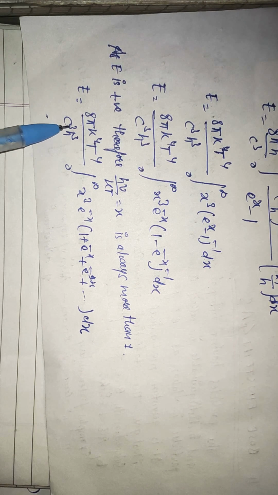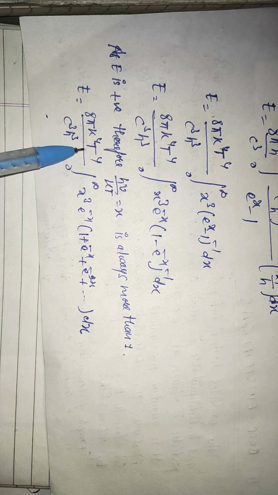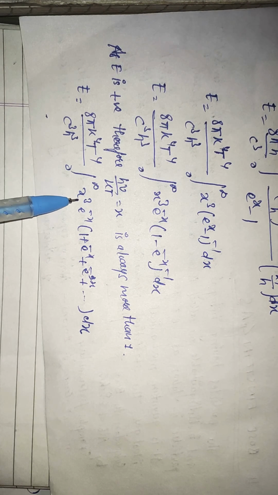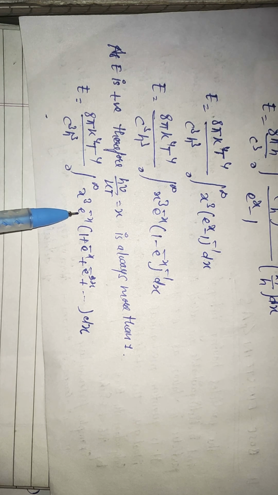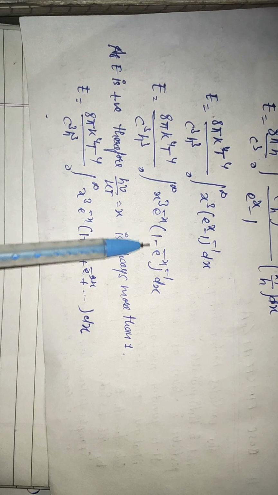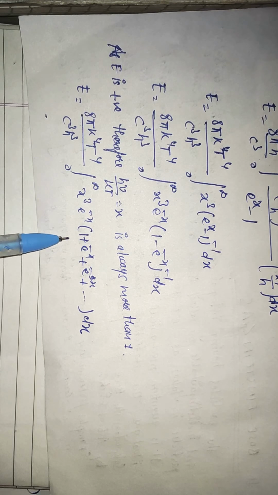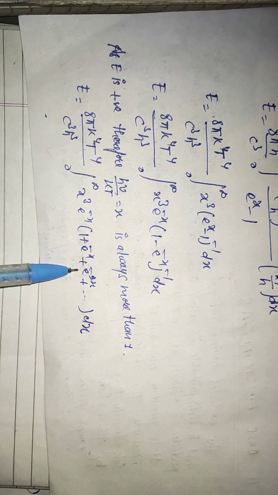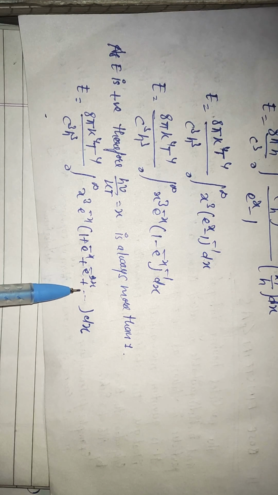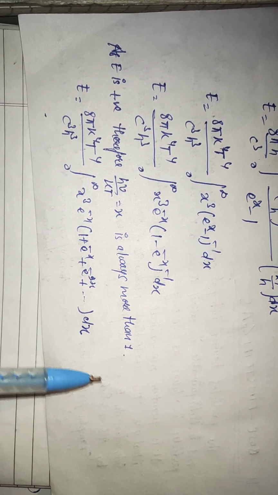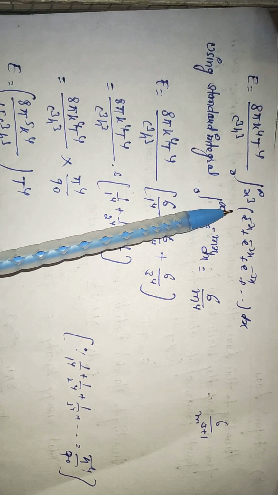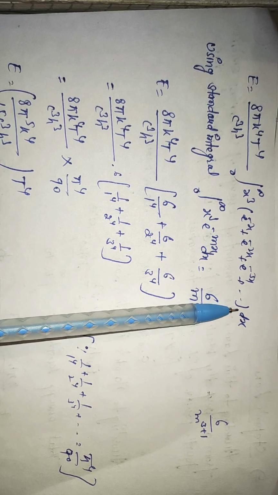So we have E equals 8 pi k^4 T^4 into the integral from 0 to infinity of x cube e raised to the power minus x. Expanding this term, we have 1 plus e raised to the power minus x plus e raised to the power minus 2x plus and so on, into dx. Next, e raised to the power minus x is taken inside, and we are left with this equation.